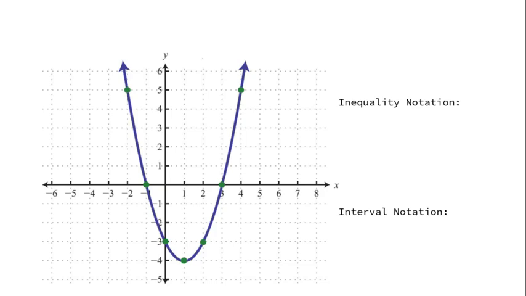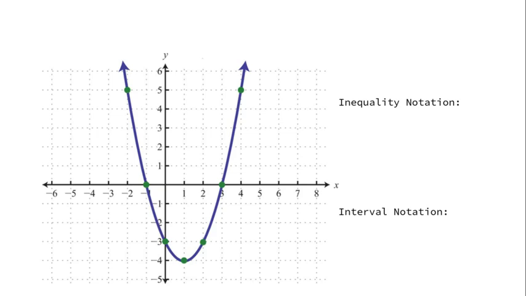All right, so now it's going to get a little bit tricky. Notice that we have those arrows at the ends of each graph. What the arrows are telling us is that our graph is going to continue on forever and ever and ever, which we call in math infinity.